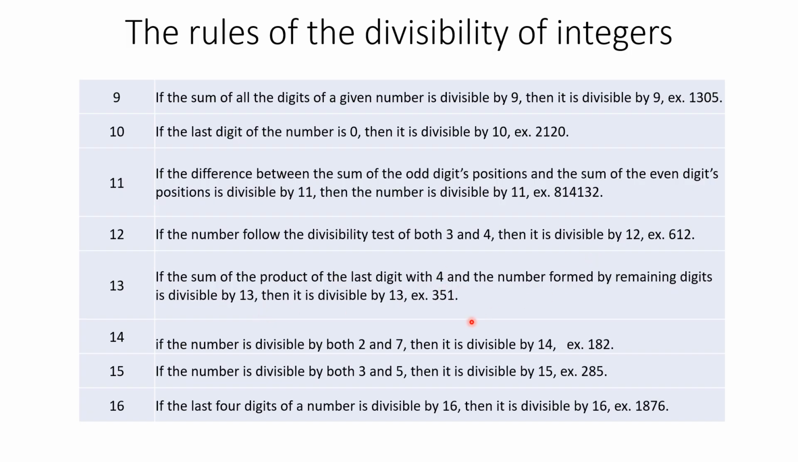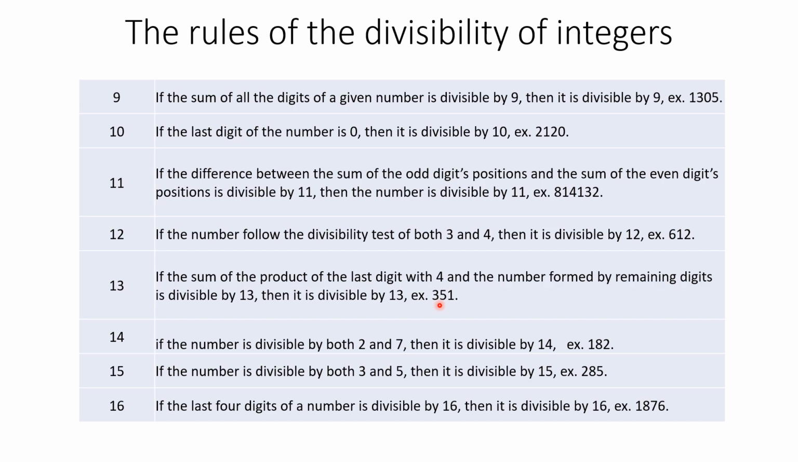So it sounds complicated, but it's not. So basically, calculate the product of the last digit with 4. 1 times 4 gives us 4. Now calculate the sum of 4 plus the rest. So 4 plus 35 gives us 39, which is divisible by 13.